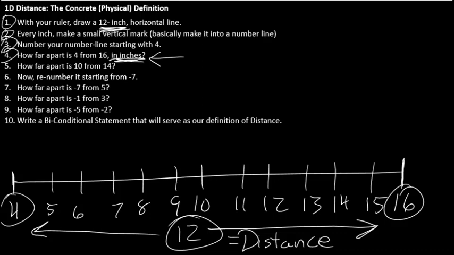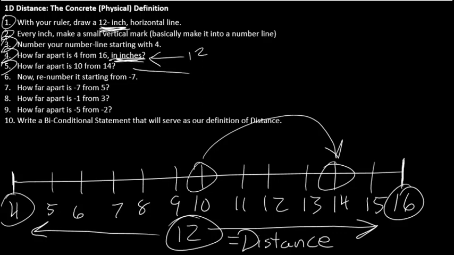Right? How far apart? So the next one, how far apart is 10 from 14? So now we're going here from 10 to 14. How far apart are those? Well, 1, 2, 3, 4. 4 inches, right? So we're at 12. Here we've got a distance of 4.